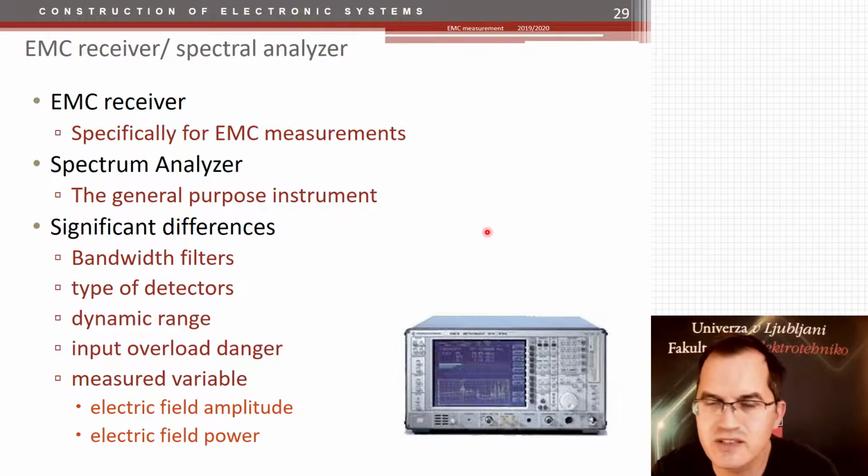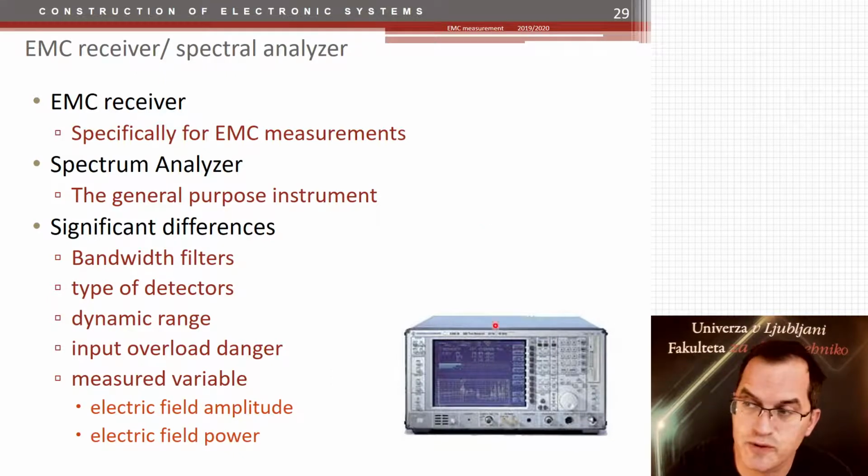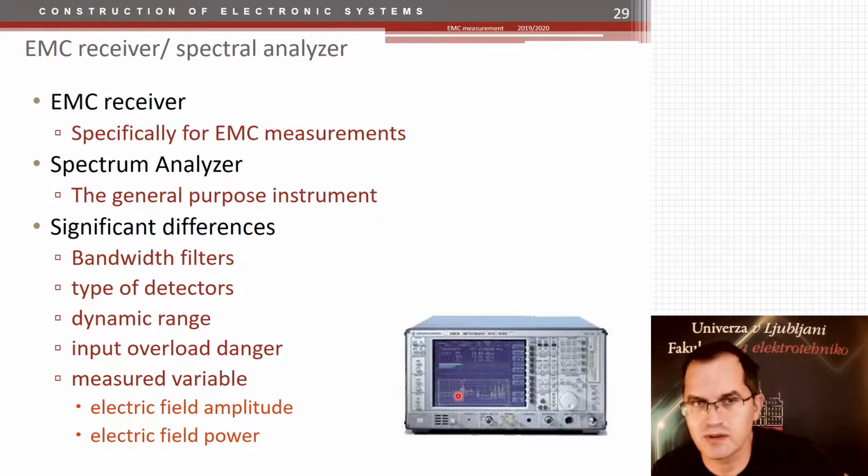So the EMI receiver is a much more dedicated instrument, expensive, but you can just go there and select, I want this standard to be tested, and everything is set by itself. For the normal spectrum analyzer, you have to program everything by yourself. And it is also much faster because it's intended for this type of measurement. Even if you use a spectrum analyzer for EMI measurements, you can do it, but it would take much longer.